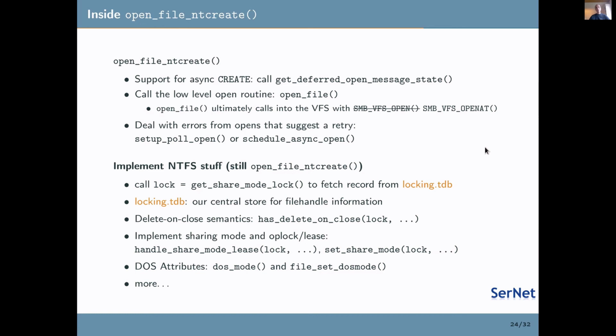We implement sharing mode and oplog leases with these functions, handle share mode lease and set share mode. And afterwards, we continue processing NTFS metadata for Windows attributes. Those mode is the function to read those attributes from our file system, and file set those mode is the function to set it. And then it goes on a little bit more. But this is one key point here, this function to get the record, and the functions that implement the sharing mode and oplock stuff. This is pretty key stuff that you sooner or later take a look at and get an understanding of what it does.